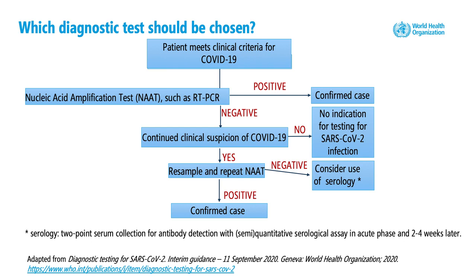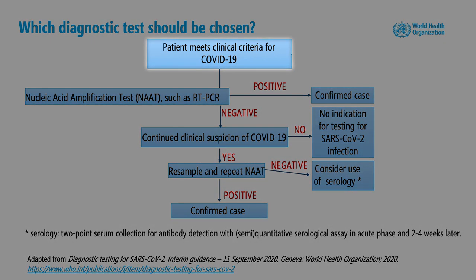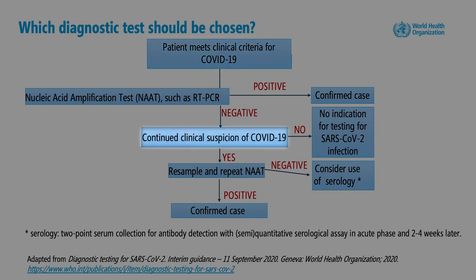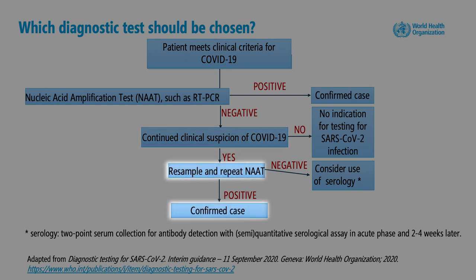In general, molecular tests or nucleic acid amplification tests such as RT-PCR are the test of choice for detecting SARS-CoV-2 in a patient who meets clinical criteria for COVID-19. If this test results negative, but there is continued clinical suspicion for COVID-19, resample and repeat the test. If this test results negative again and clinical suspicion remains, consider use of a serology test. Once a patient in whom COVID-19 is suspected has tested positive for SARS-CoV-2, he or she may be deemed a confirmed case.